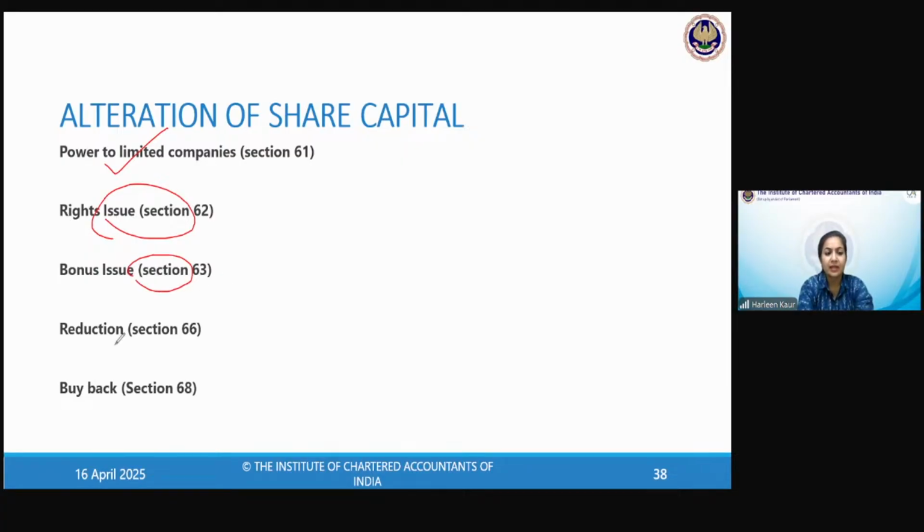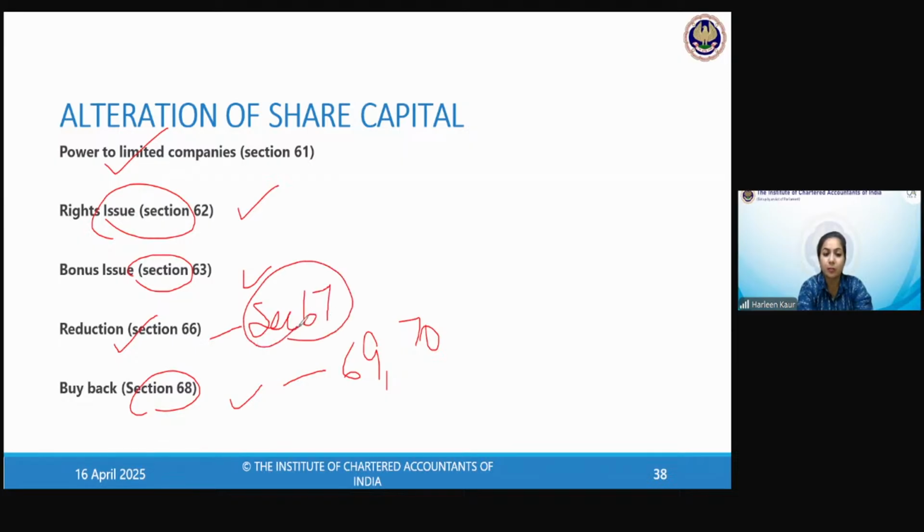It's just a 5 minutes game. The reduction we have already done. Buyback of securities we'll be doing. So major sections to be covered are section 62, 63, 68, which is followed by 69 and 70. They are also part of it. And small section 67 is also left after reduction of share capital. There is a certain restriction, which is another important section. We will be doing important questions related to section 67 as well. And after that, the last part of the session, we will be moving to debentures, that is section 71. Fair enough?